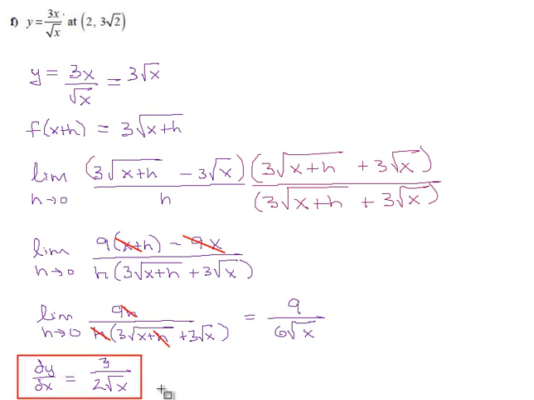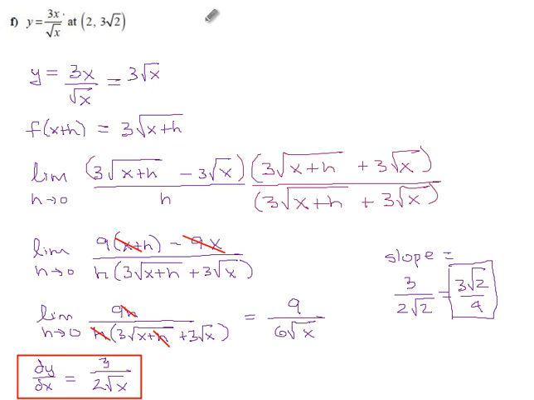One step down. Next, if x is 2, they ask, what is our slope? The slope will be 3 over 2 root 2. Rationalize that and you get 3 root 2 over 4. That is our slope, the slope of the tangent line, I should say.